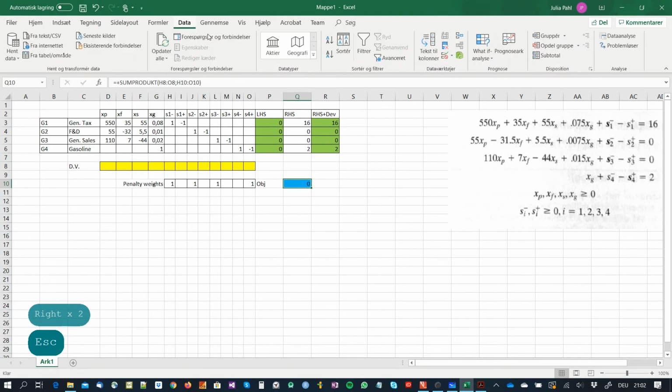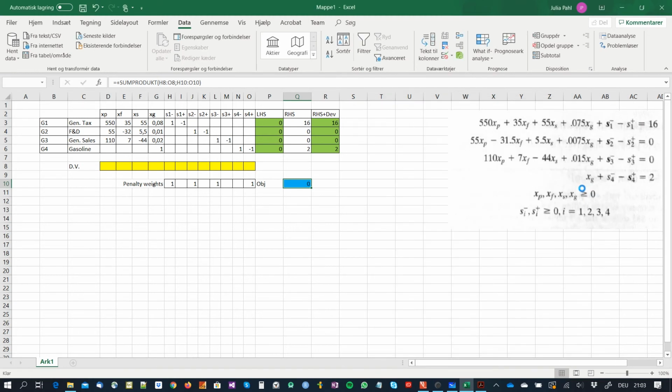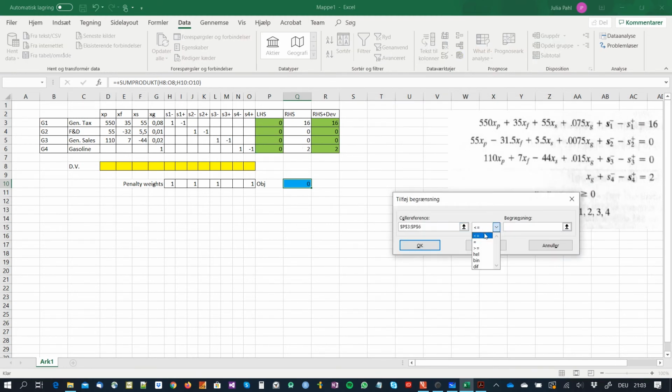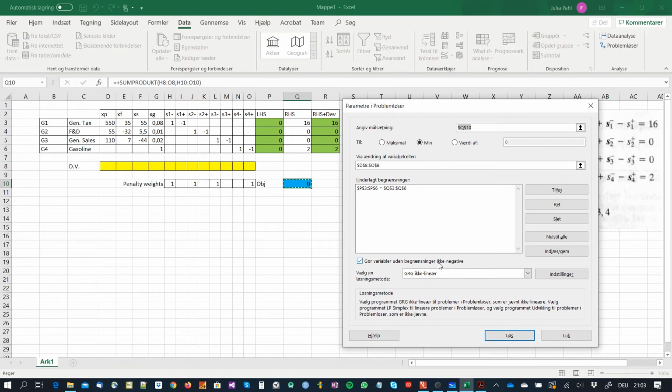Now we use the Solver to type in the problem. It has recognized our objective already. We have a minimization problem. These are the decision variables. And our restriction is that the left-hand side should be equal to the right-hand side. We use the decision variables to be non-negative and the simplex to solve the model.